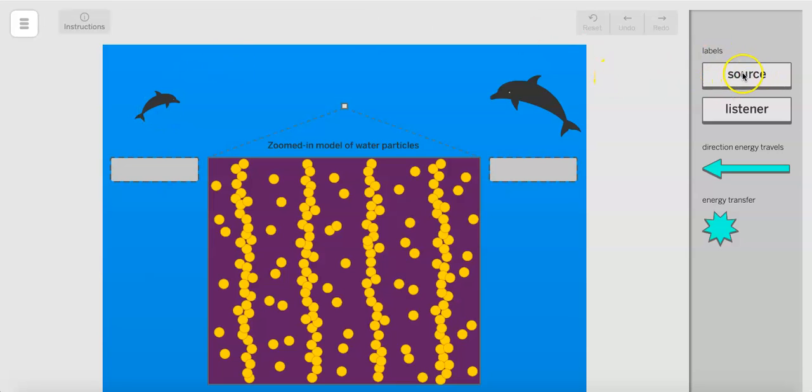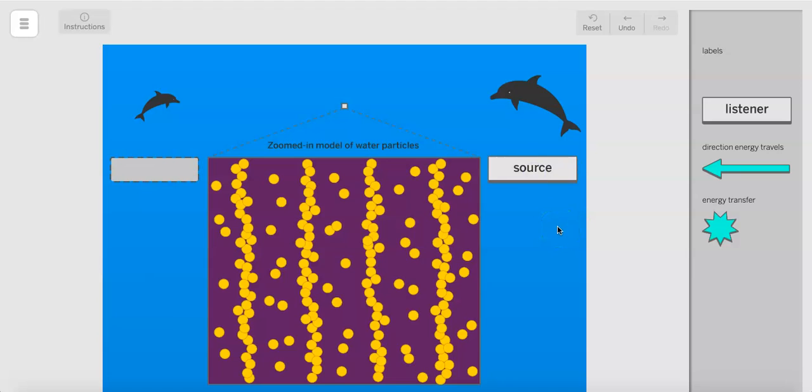I have my labels, source and listener. And so my question to you is, between the mother and the calf, which is the source? Take 5 seconds to think about that. The mother dolphin is the source because that is where the sound is going to come from.